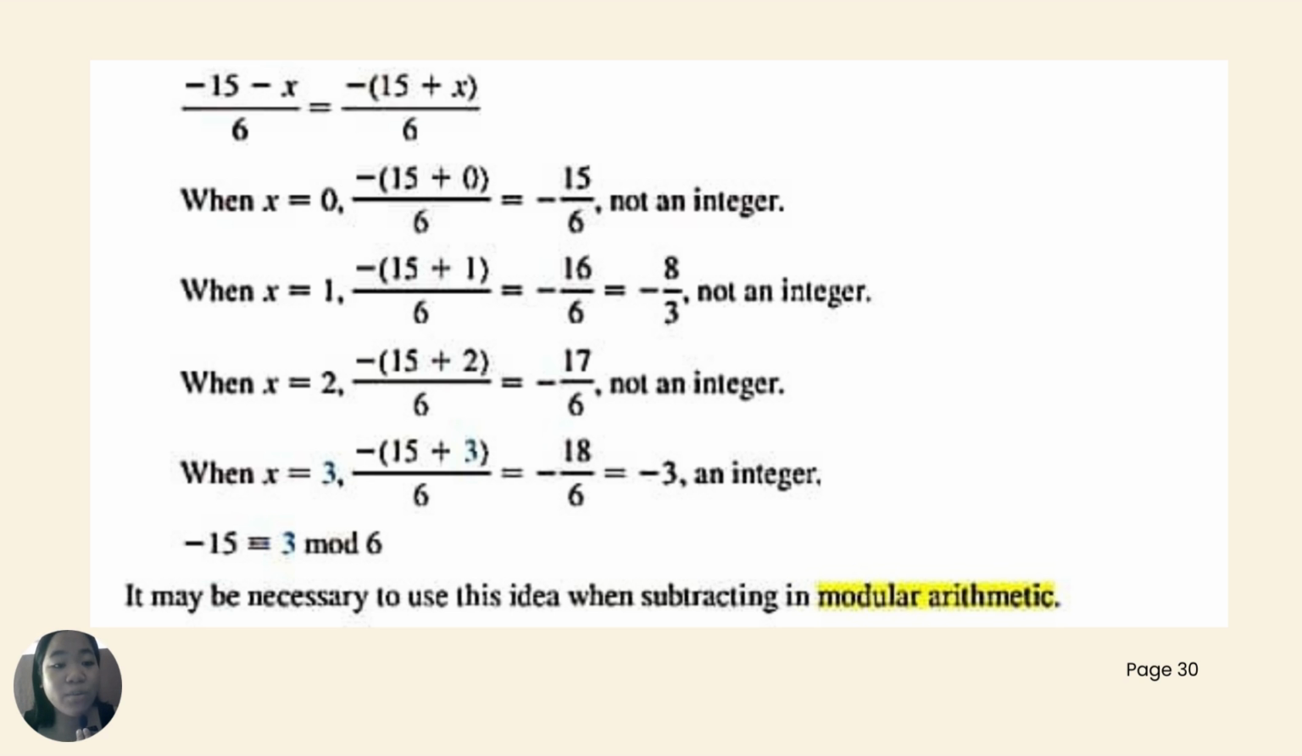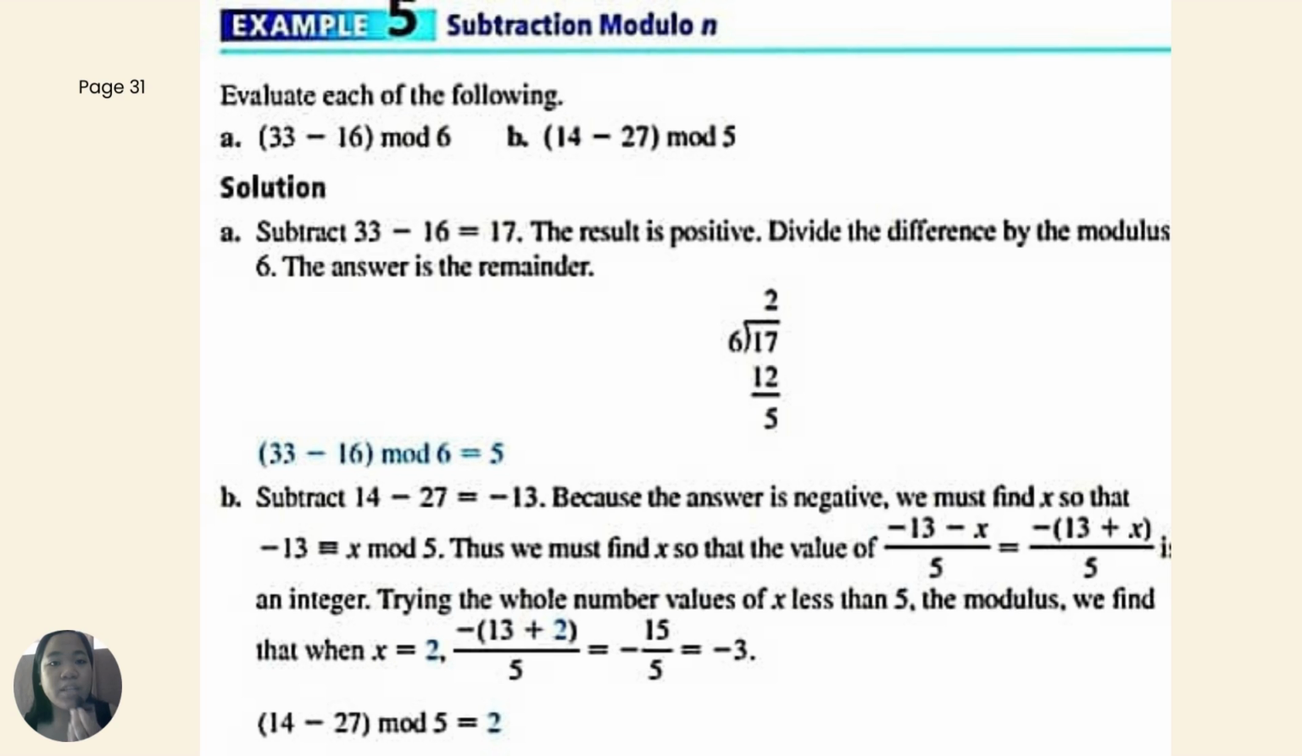Kaya mo na ang ara sa rule nga dapat ang gamiton ta nga pwede ta magamit as substitution kay hindi dapat magsubra sa 6. So it may be necessary to use this idea when we subtract in modular arithmetic. Okay, class? Question so far? Wala? Okay, very good. Proceed ta.